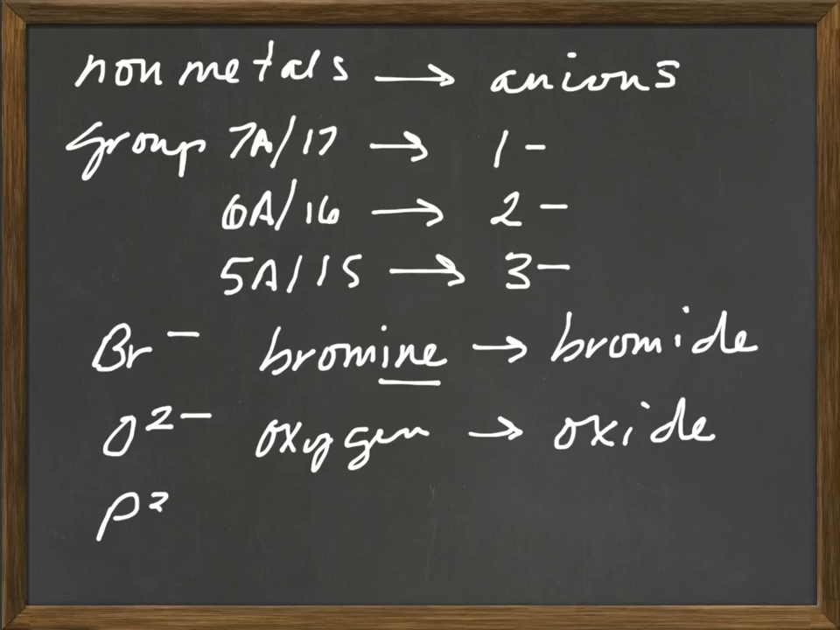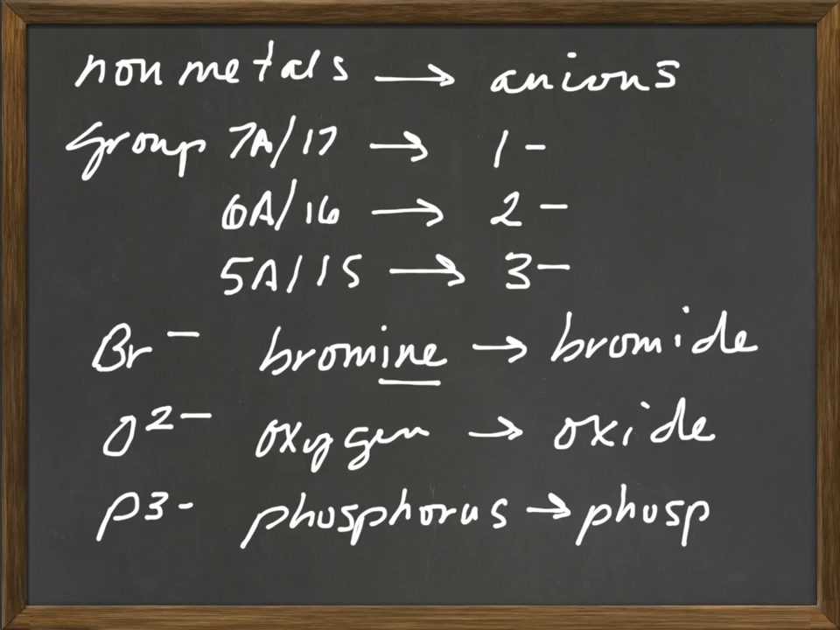Phosphorus forms a 3- ion. Phosphorus is the element name. The ion name is phosphide. Does that make sense? So chlorine becomes chloride, sulfur becomes sulfide, nitrogen becomes nitride. And we get the charge of that ion from the periodic table.